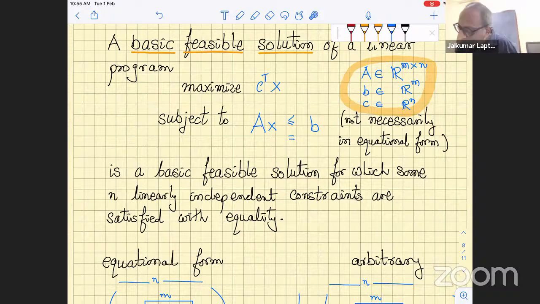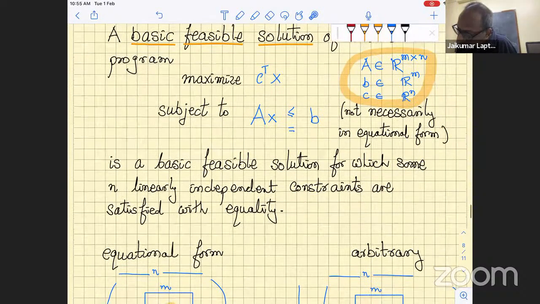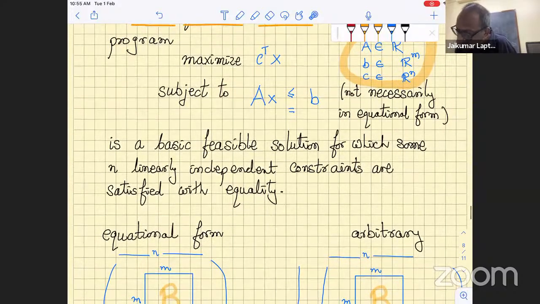So there is a definition of basic feasible solutions for general linear programs, which are written in this form. And the definition is that for a linear program like this, we say that a feasible solution is a basic feasible solution if, now instead of columns, we move to rows, there are some n rows which are satisfied with equality. Whenever there are some n rows which are satisfied with equality, then we say that it is a basic feasible solution.